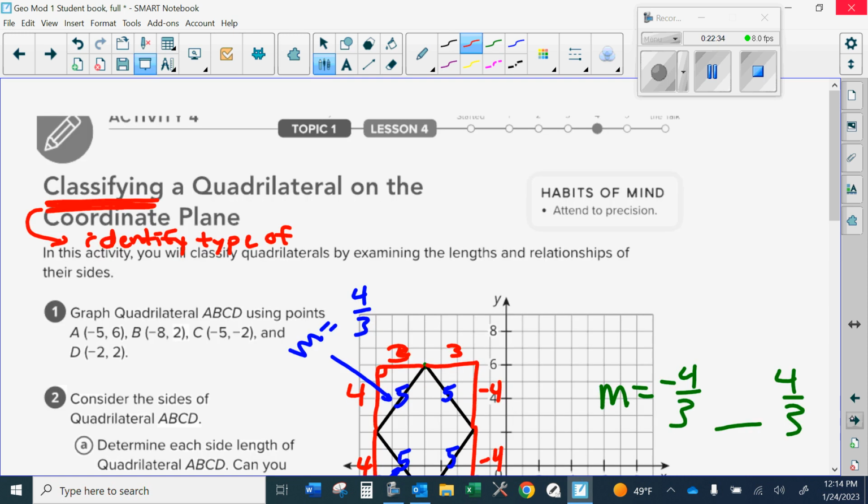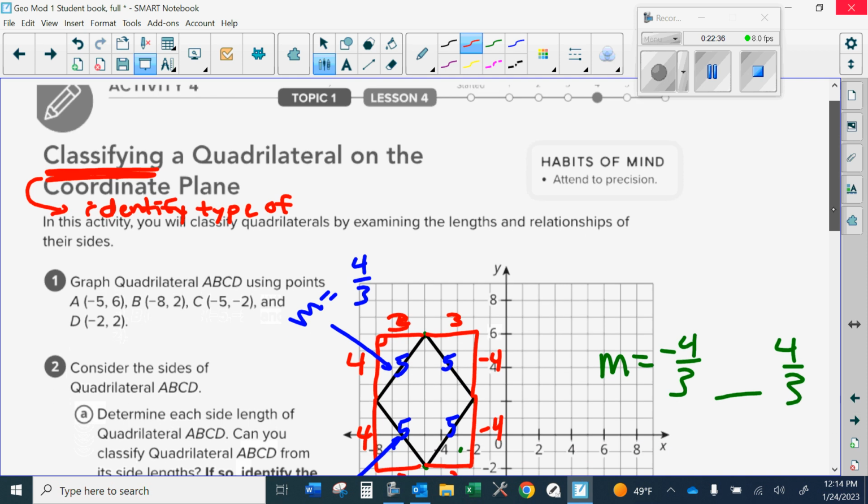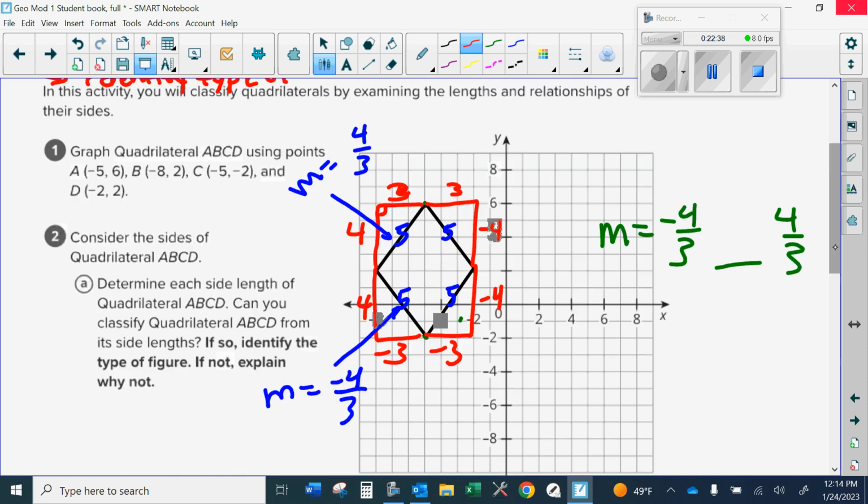Okay, classify a quadrilateral on the coordinate plane. What type of quadrilateral is it? So we've got to plot the points first.